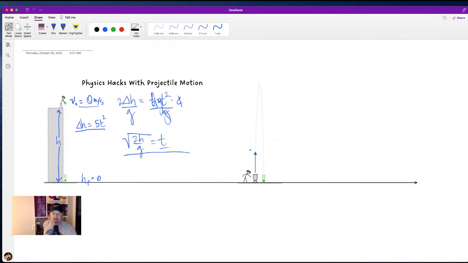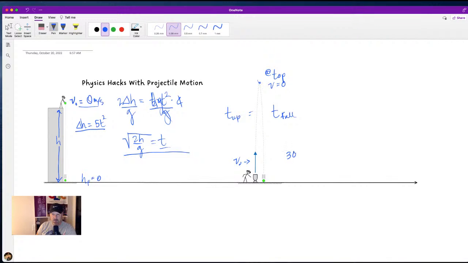Now, for a launch, there's a few different hacks. So V initial will give you some indication about how long it's in the air until it gets up here. At the top, that point, the highest point, velocity is 0. And we also know that the time on the way up is equal to the time for the fall, or time on the way down. So time up equals time down, time launch equals time fall. You get the gist? But V initial is really going to be the key.